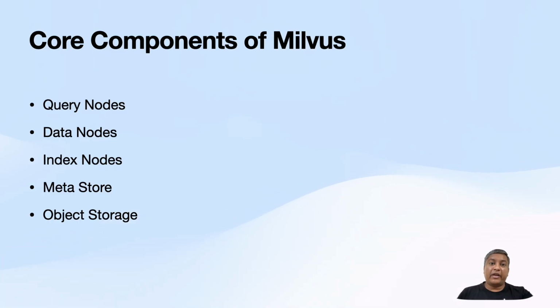Milvus separates different responsibilities into different components. Query nodes handle search requests. Data nodes manage stored vectors. Index nodes build and maintain search indexes. This separation allows Milvus to scale efficiently and handle high query loads reliably.